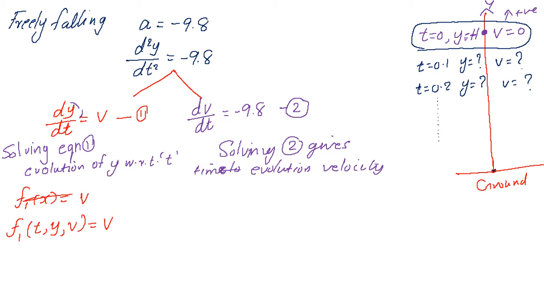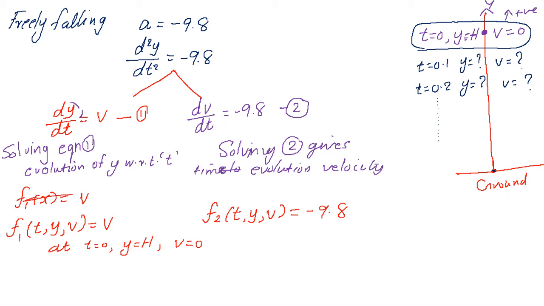And for the second equation, you can have f2. There also the independent variable is t, then y and v, which is equal to minus 9.8. Okay, but really speaking, this is a constant. But in general, for any differential equation, you can write something like this. Okay, so you have two equations. Now at t equal to 0, we know the initial condition for both. So the initial condition is, at t equal to 0, y is equal to h and v is equal to 0.